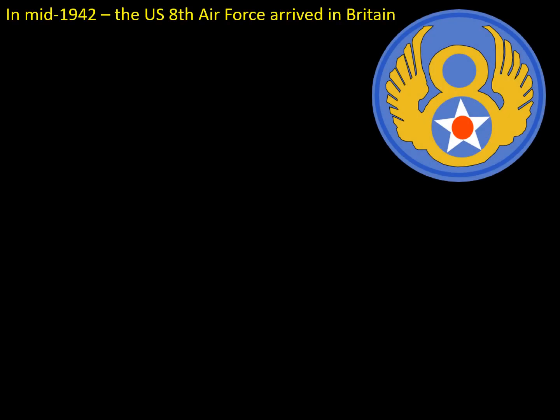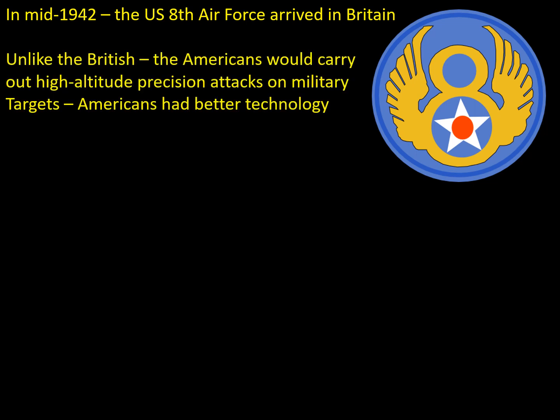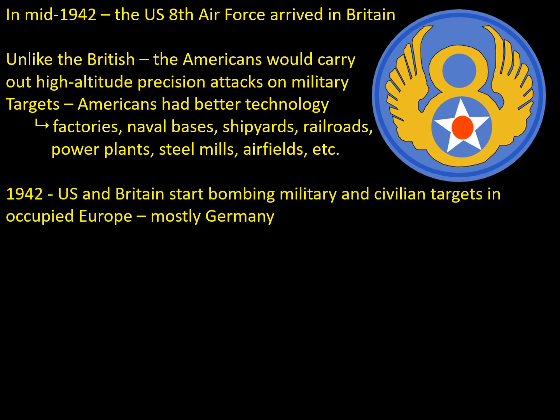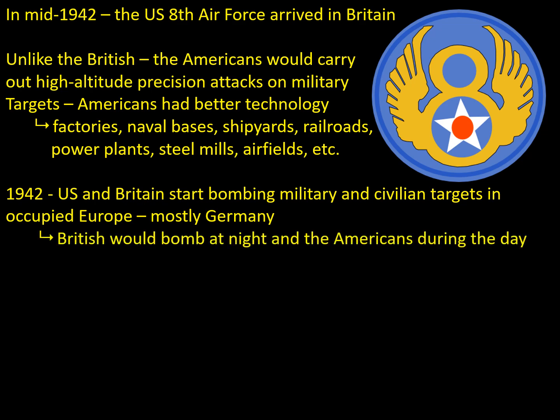In mid-1942, the U.S. 8th Air Force arrived in Britain. Unlike the British, the Americans would carry out high-altitude precision attacks on military targets. Americans had better technology. This includes the Norden bombsight that would allow the Americans to hit factories, naval bases, shipyards, railroads, power plants, steel mills, airfields, and so on. In 1942, the US and Britain start bombing military and civilian targets in occupied Europe, mostly Germany. The British would bomb at night and the Americans during the day.